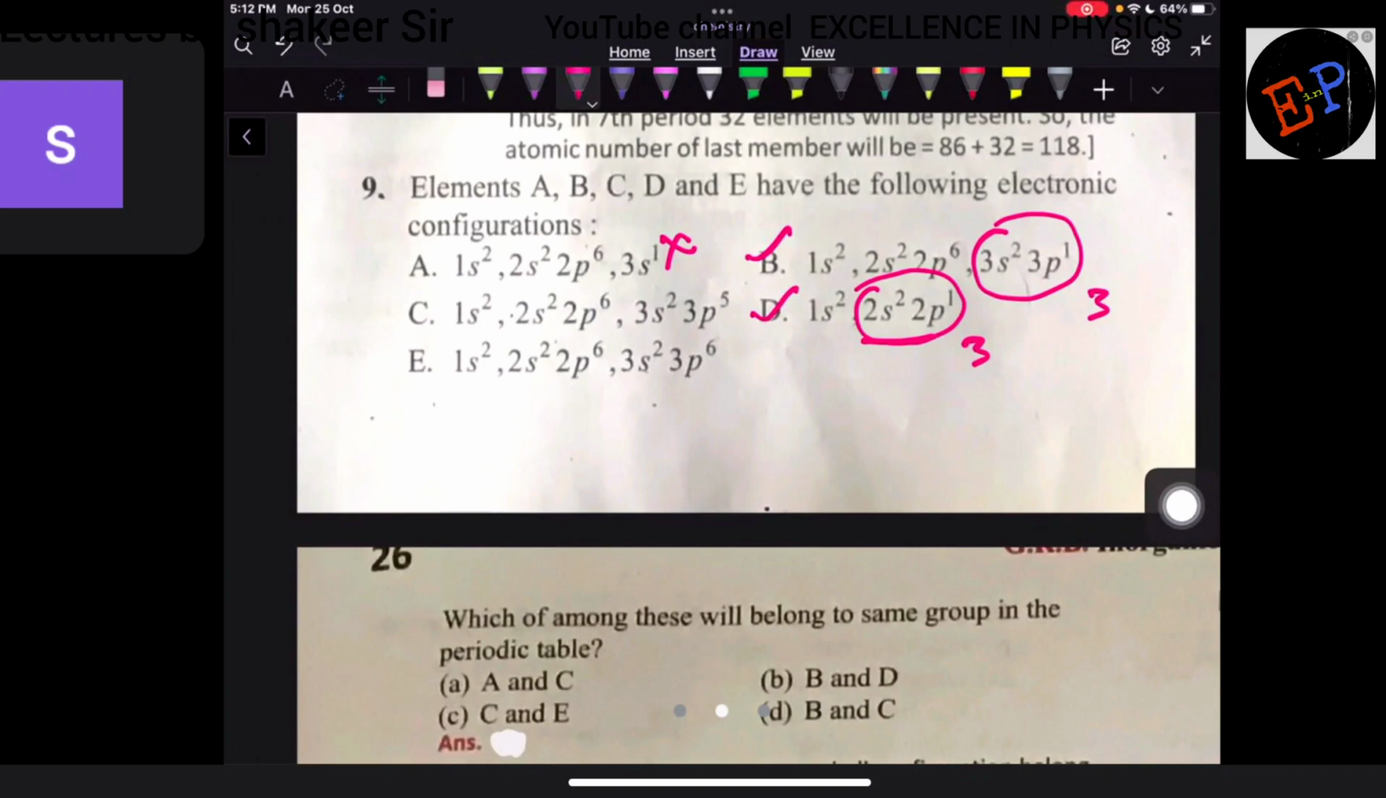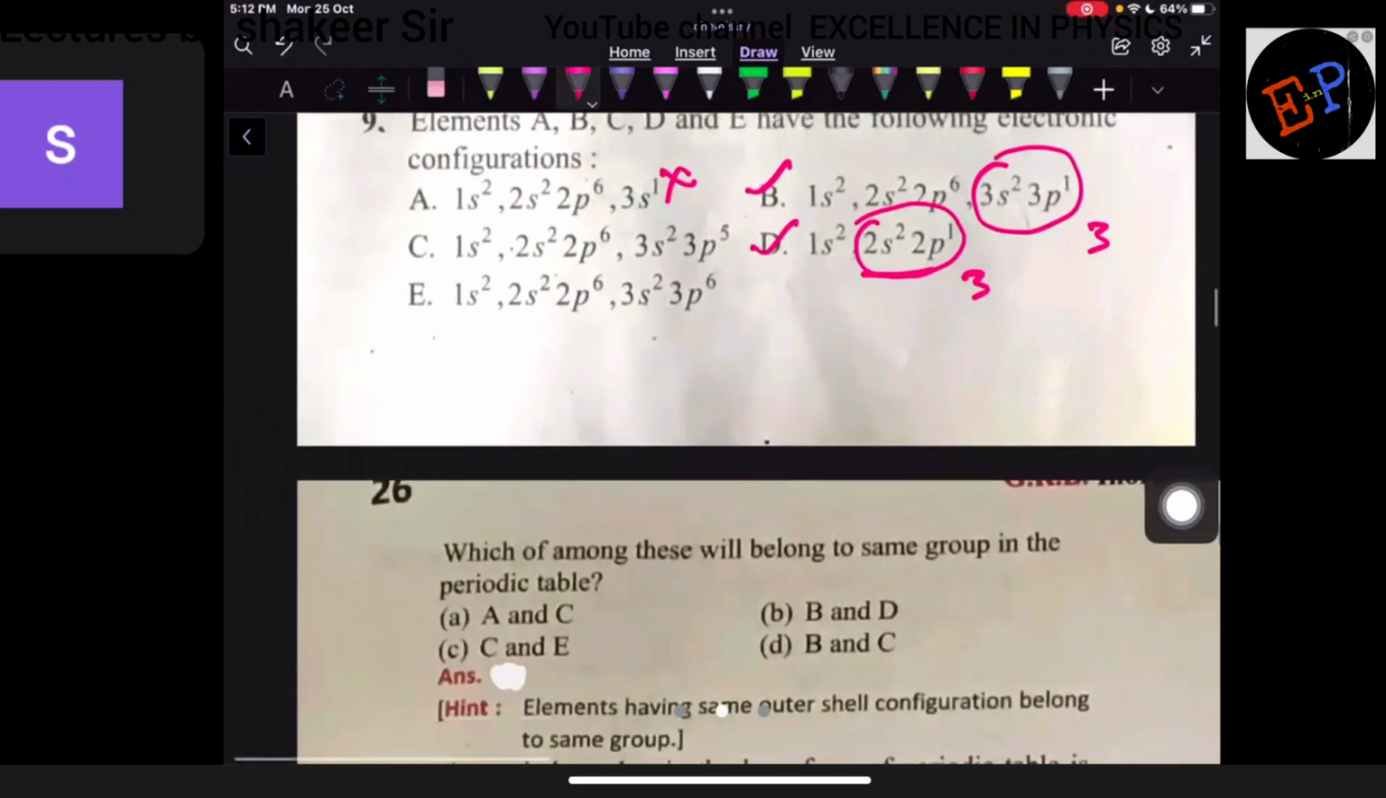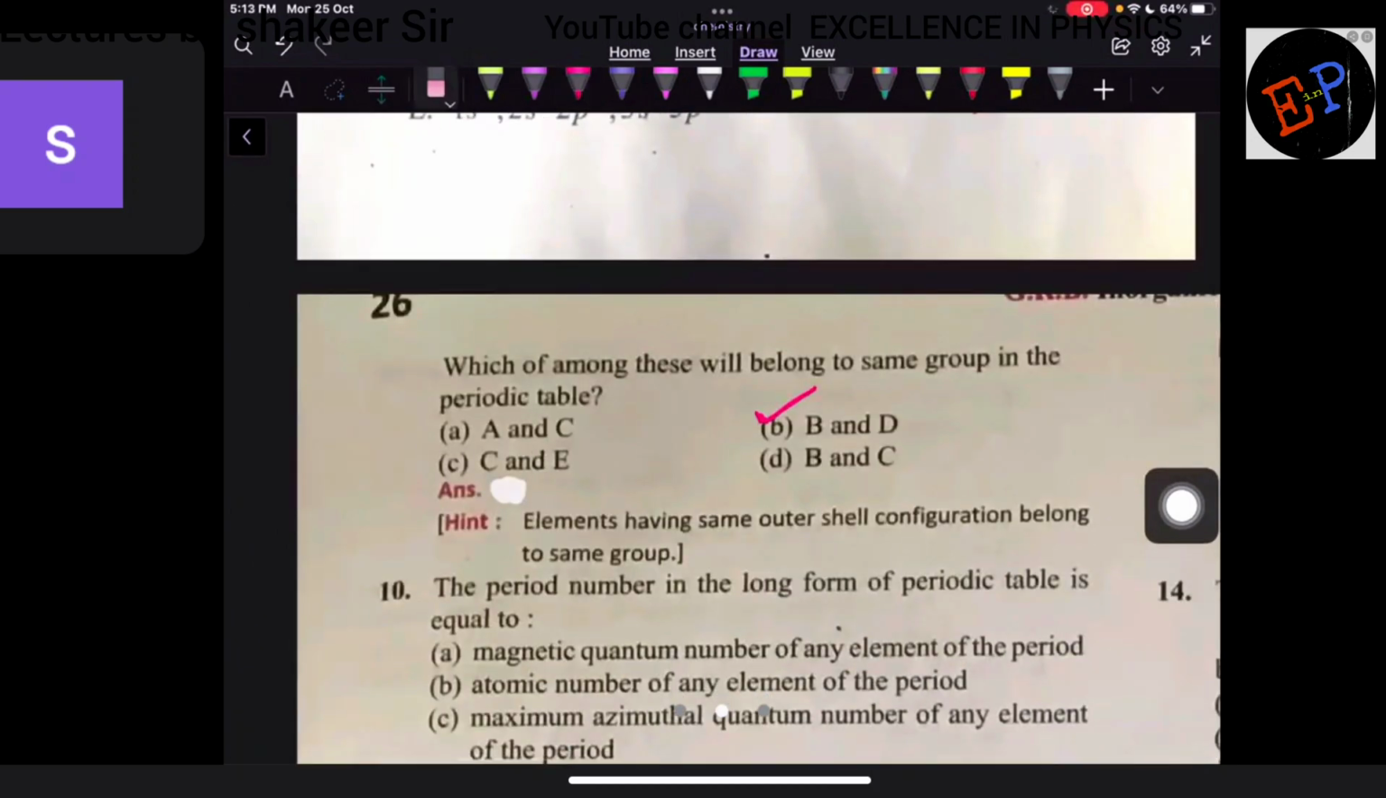So 1s2 2s2 2p1 is the electronic configuration of boron. And 1s2 2s2 2p6 3s2 3p1 is the configuration of aluminum. Are you able to understand? So therefore, they belong to the same group. Clear now? That's it. So what is my answer? B and D is my answer. So option B should be our answer.